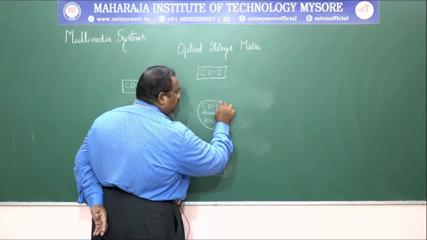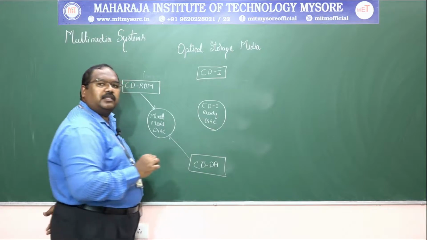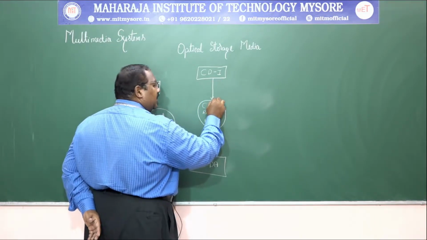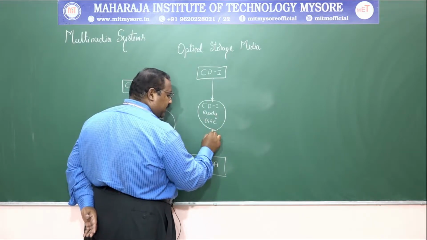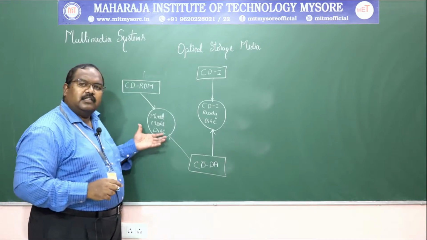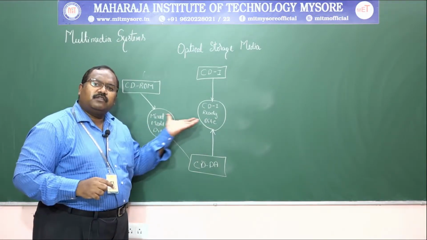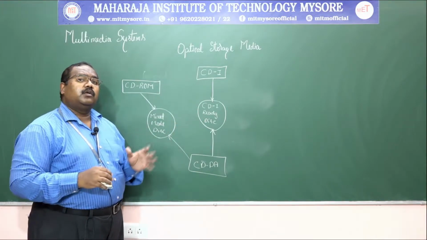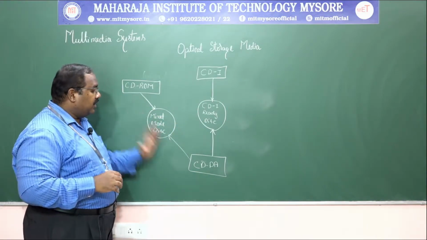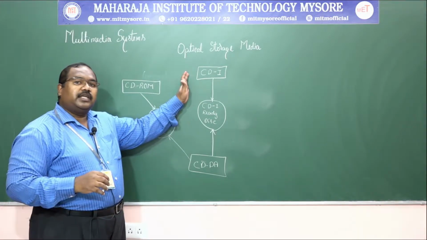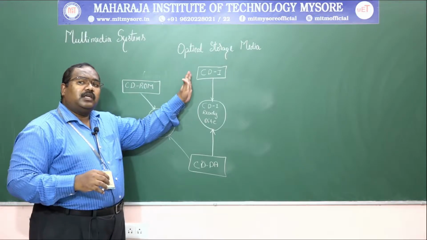Again, there is a combination or link between CD-I and CD-DA. Look at this. What does that mean? There is always a bridging of things, a link between one another. Now what do we do? We have come across CD-DA with respect to CD-ROM, and CD-DA with respect to CD-I.